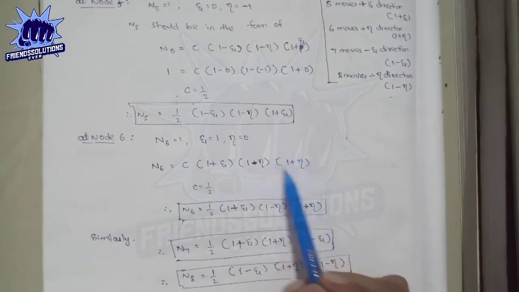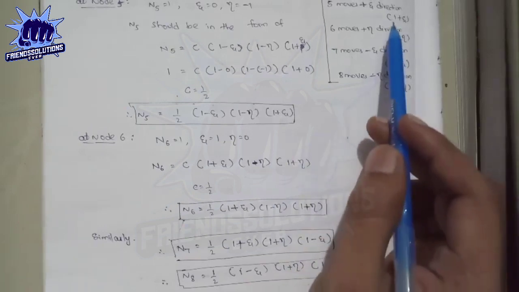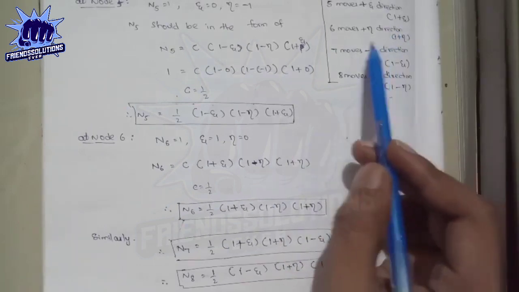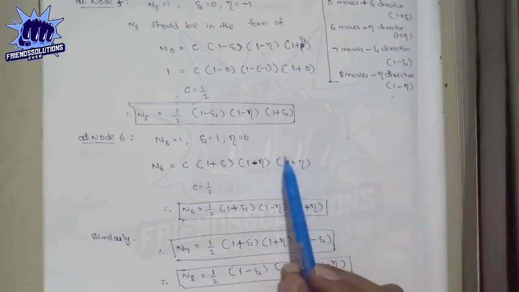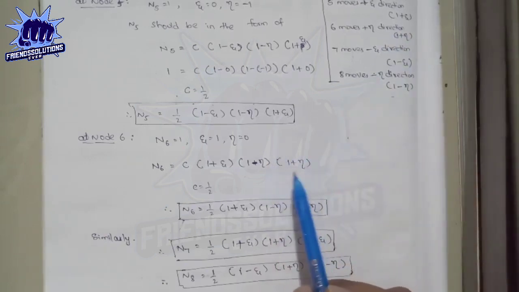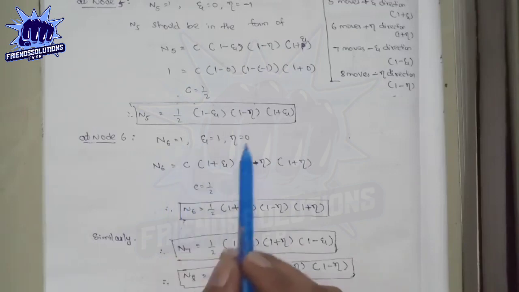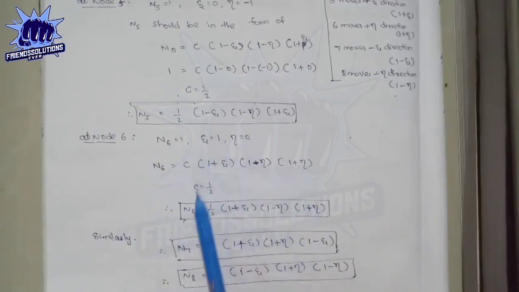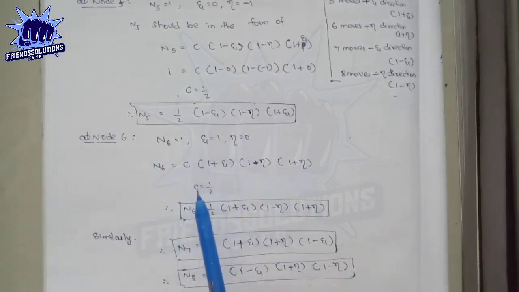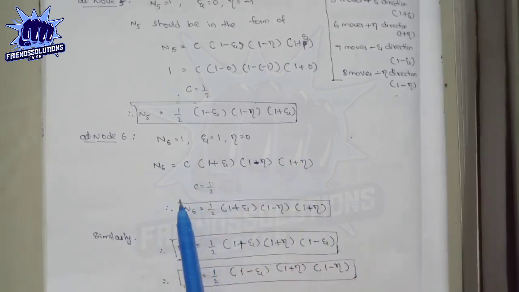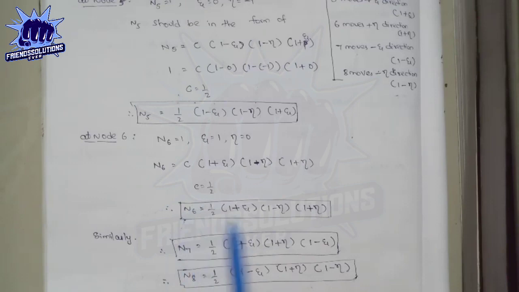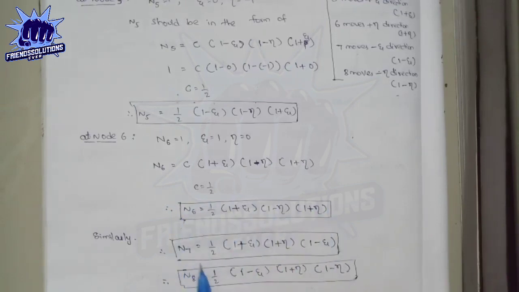How does it come? This eta comes from the logic I told you already. At the 6th node, the multiplicand is 1 plus eta. So we multiply by (1 plus eta), and then substitute these values in this equation. We get the value of c. This c value is substituted again in this equation, and we get the shape function at node 6. This is the shape function at node 6. Similarly, we can find the shape functions at node 7 and node 8.